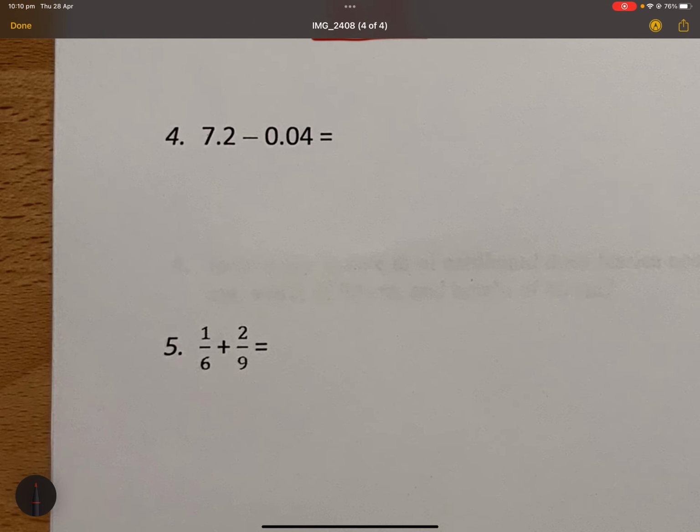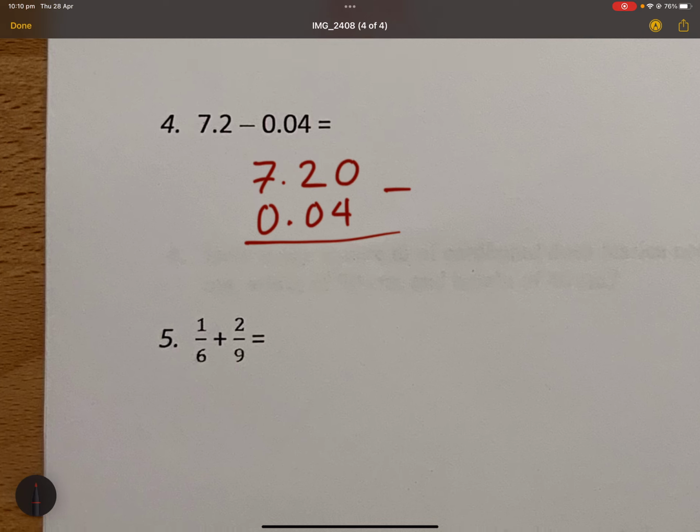Okay, again, we're going to line the decimals up. 7.2, 0.04. Minus it. If you can't minus it, you can see that the top number has nothing in there. If there's nothing in there, put a 0. Now minus it, get the answer.